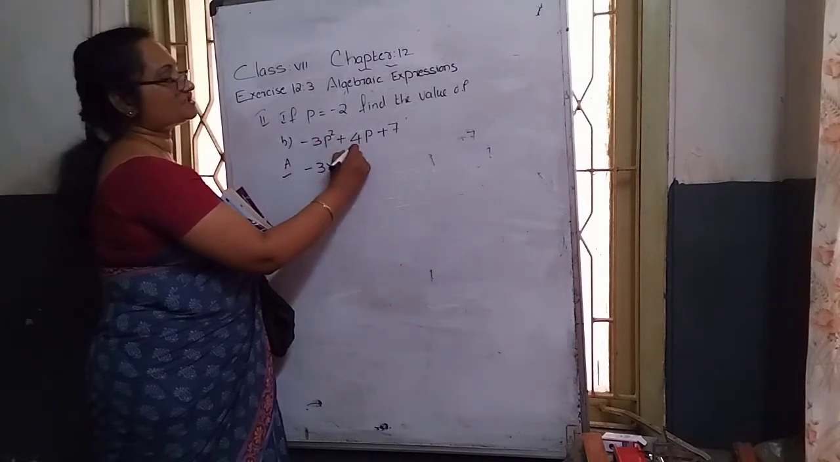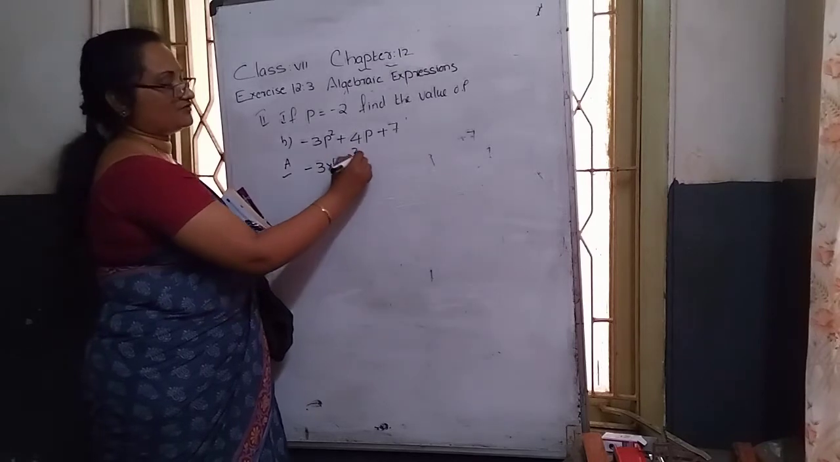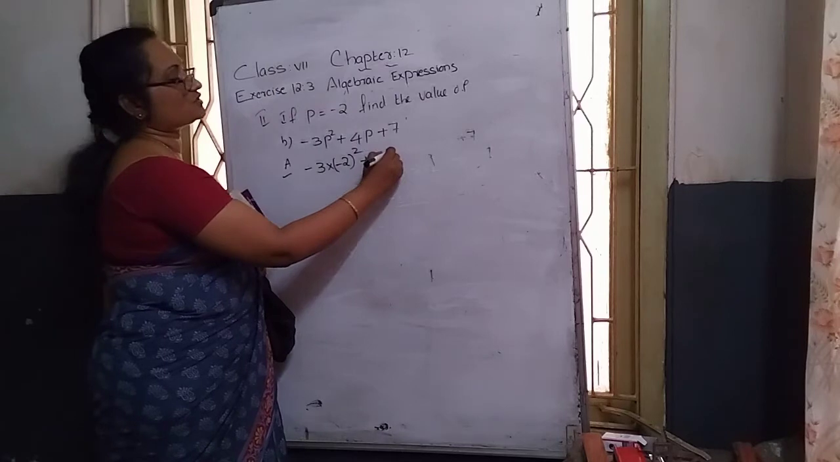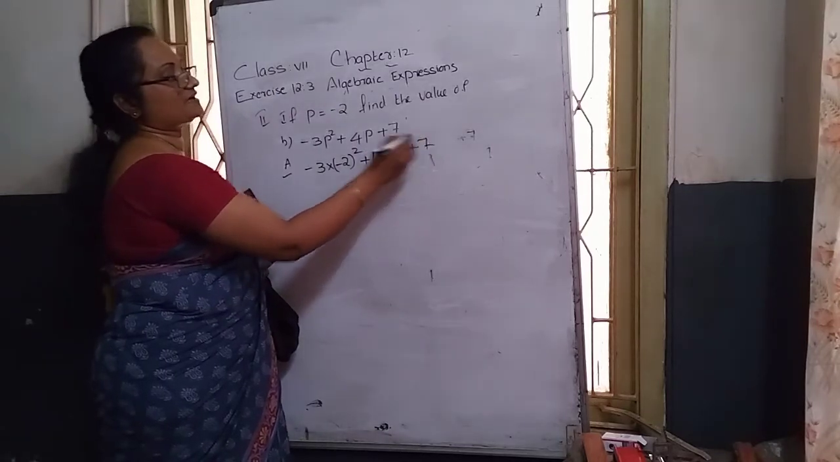But what is the power? 2. The power of p is 2 in the first term. In the second term, it is 4 into the p value only. The power is 1 only, so minus 2 is enough. The last third term becomes plus.